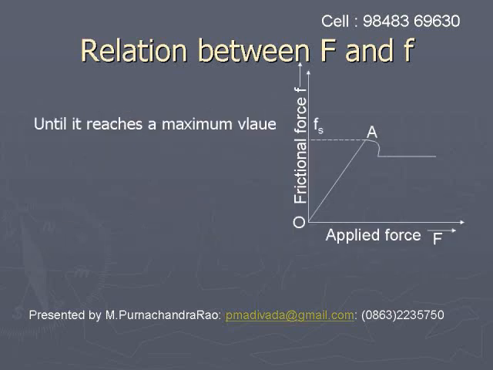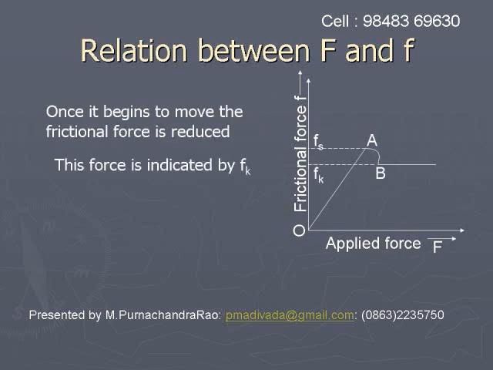So in the figure, any point in between O and A represents static friction. So static friction is not a constant. It is equal to applied force until it reaches a maximum value. The maximum value corresponds to the point A, that is Fs maximum. B represents the kinetic frictional force Fk.